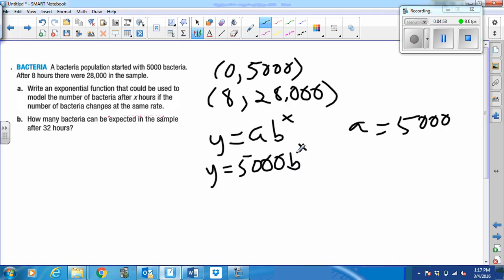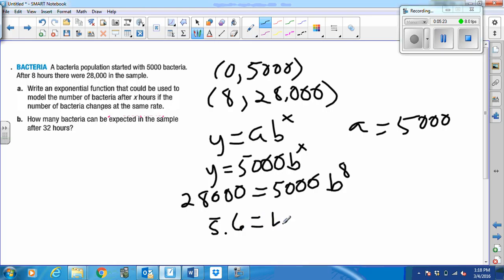So now I'm going to use the other ordered pair to figure out what the function is. So we have 28,000 equals 5,000 times b to the 8th. So I'm going to divide by 5,000 on both sides. And I get 5.6 equals b to the 8th.